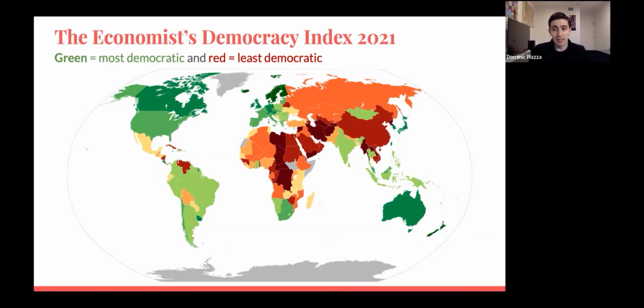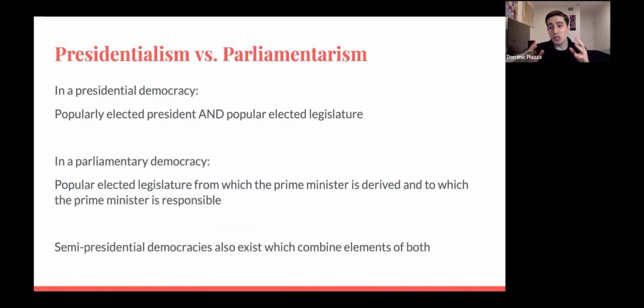Next slide, please. So now I'm going to give you a very brief explanation of presidentialism versus parliamentarism, because I think a lot of people don't know. Maybe some of you who are international students are very familiar with it. For example, I think we have a couple of Indian international students here. They understand parliamentarism very well because India is a parliamentary democracy.